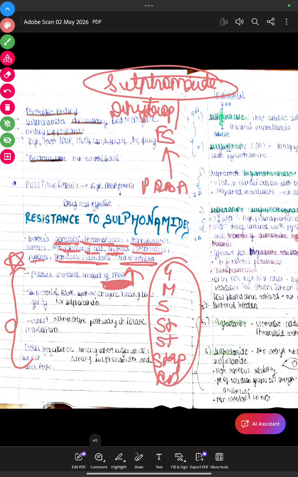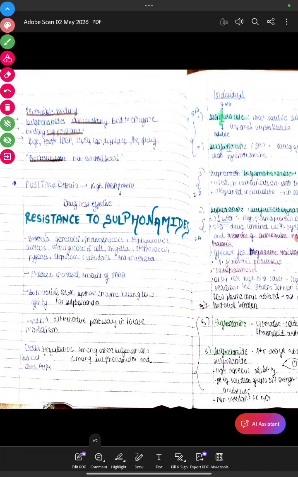Bacteria can also adopt an alternative pathway in folate metabolism. And cross resistance is possible amongst other sulfonamides, but not among other antimicrobial agents. So if there is resistance against one sulfonamide agent like sulfisoxazole, then it is possible that the person is also resistant towards sulfadoxine.